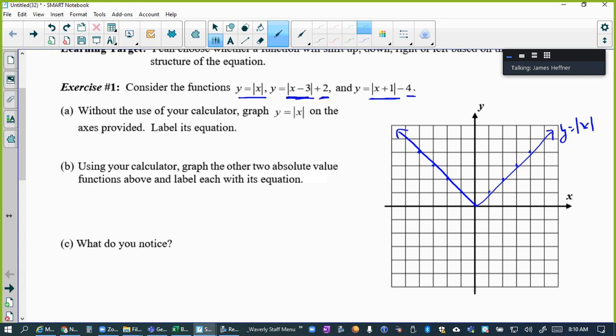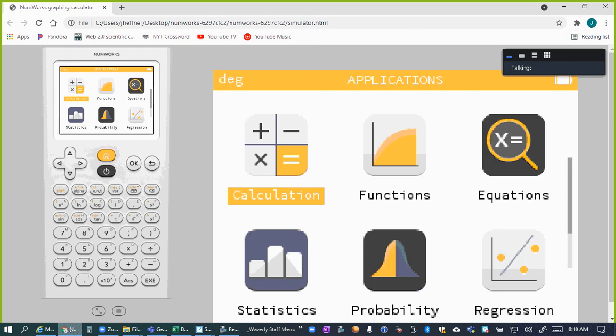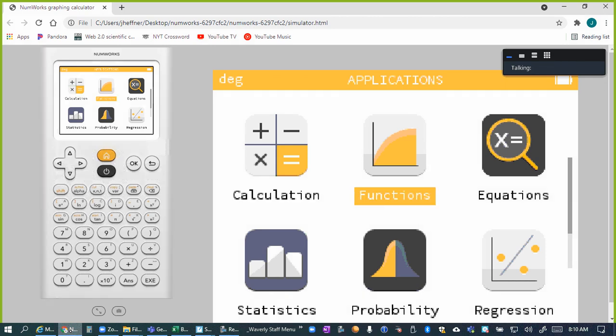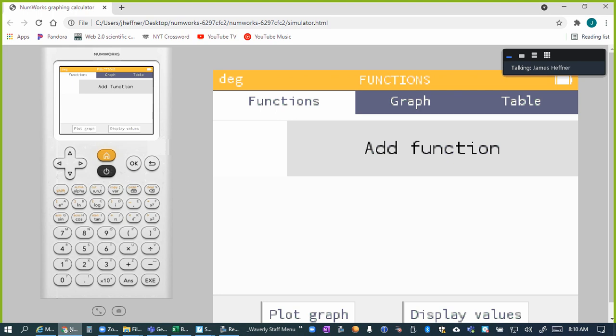Well, let's take a look at it in the calculator. If you have your online calculator, you can follow along. Let me sit down and do this. So let's go over to functions. I'm going to add a function. Now, absolute value.